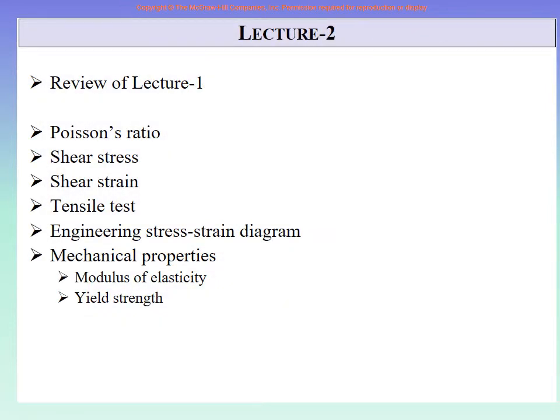In the beginning, I will quickly go through a very brief review of lecture 1, what we did. Then the topics that we will cover today are Poisson's ratio, shear stress, shear strain. Then we will go on to describe the tensile test, then the engineering stress strain diagram that is obtained after the test. And once the stress strain diagram is there, we will start discussing mechanical properties. Today we will cover modulus of elasticity or Young's modulus and yield strength. So this is today's lecture, inshallah.